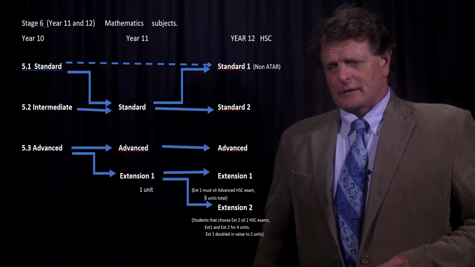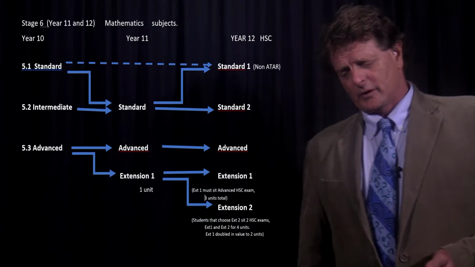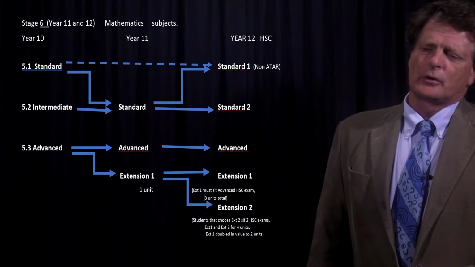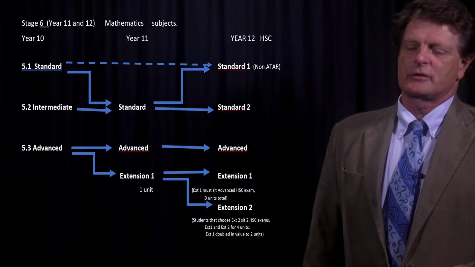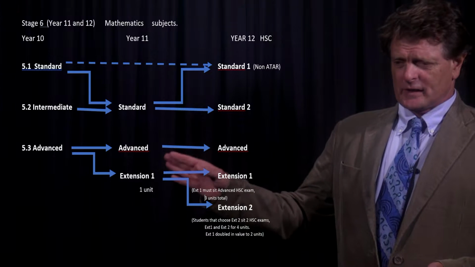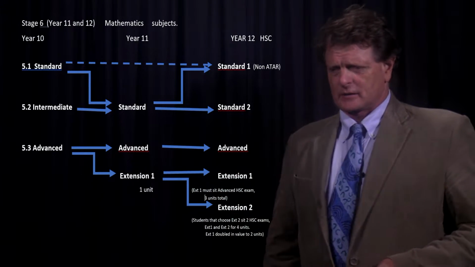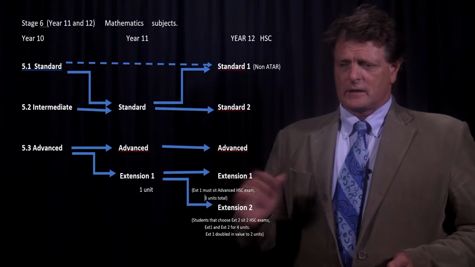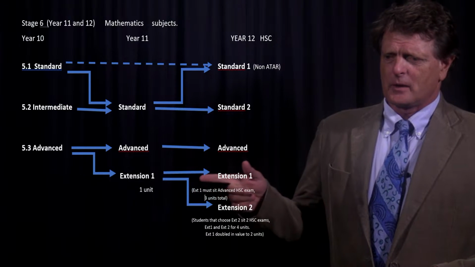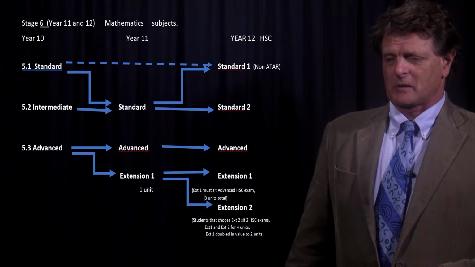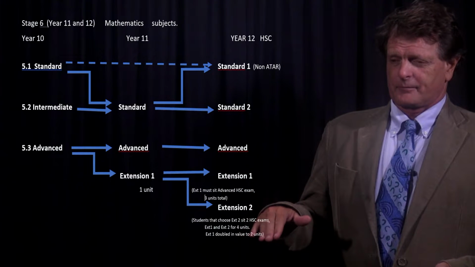Why would you take Extension 1? Extension 1, for those students with an affinity for the subject, will find that they will be able to grow their intelligence in mathematics most rapidly through the extension courses. If you take Extension 1, you must complete the Advanced course in Year 11. Then at the end of Year 11, you have a decision to make. Will you take Extension 2?